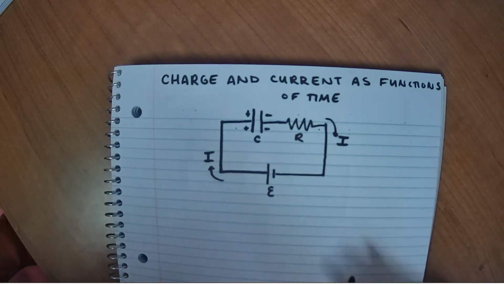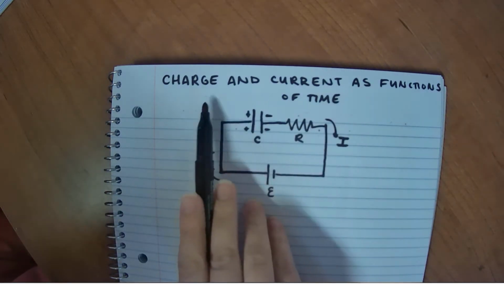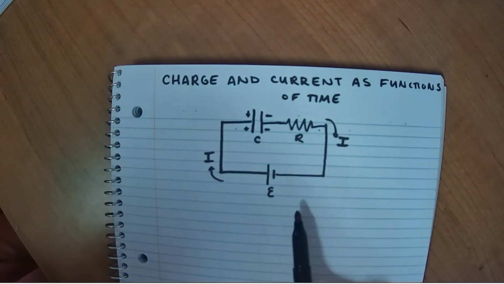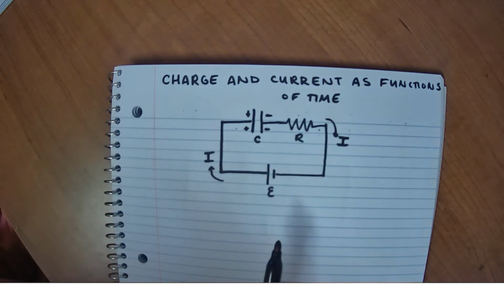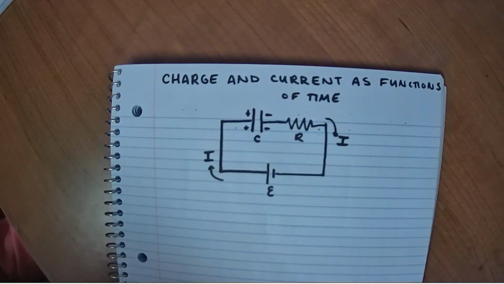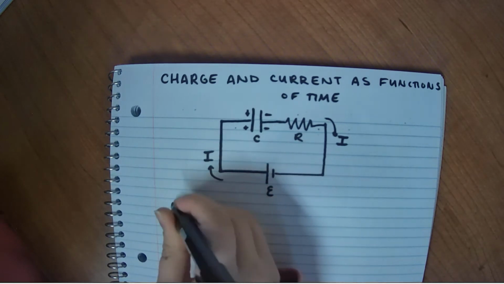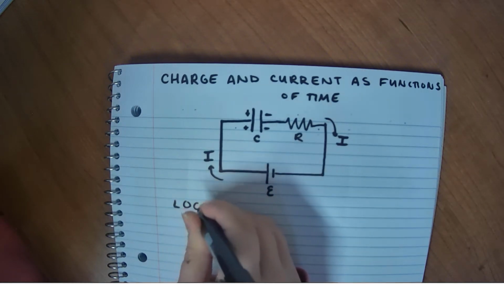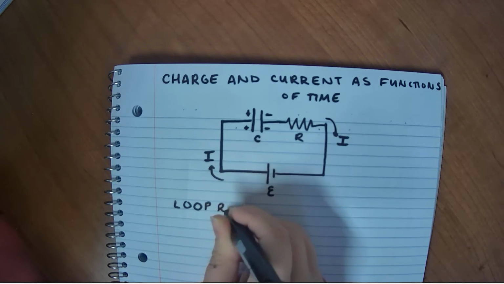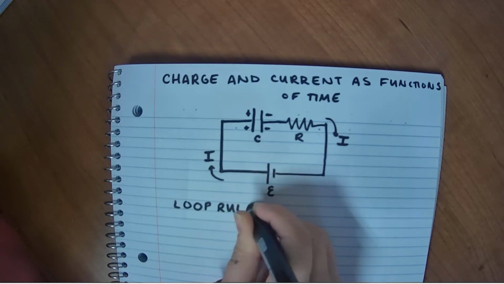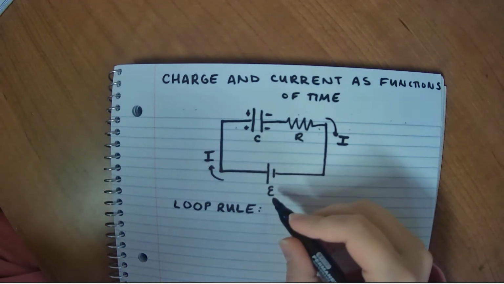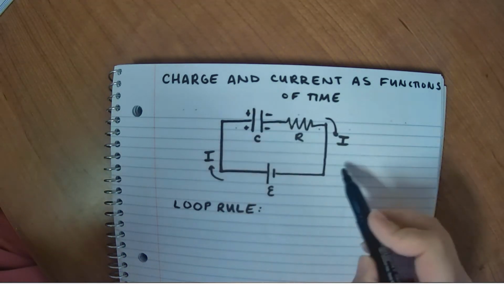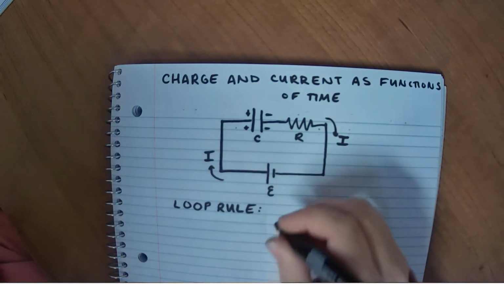So, what we want to do is write charge and current as a function of time for this particular circuit. The first thing we need to do is quantify the behavior of the circuit with time. To do that, we can invoke the loop rule. The loop rule states that the potential difference across the battery is equal to the potential difference across the rest of the circuit.